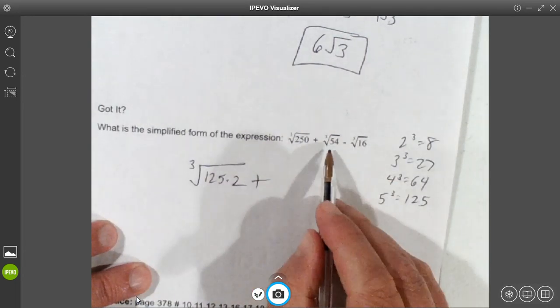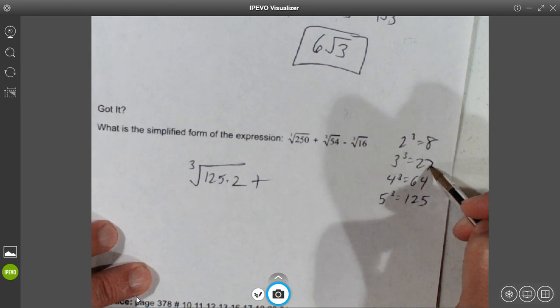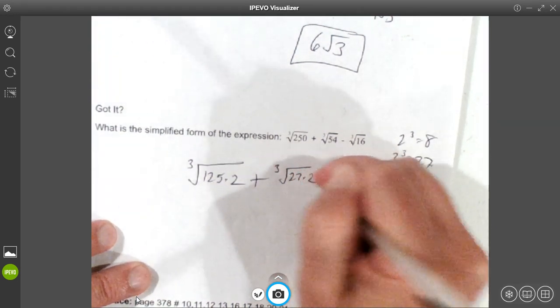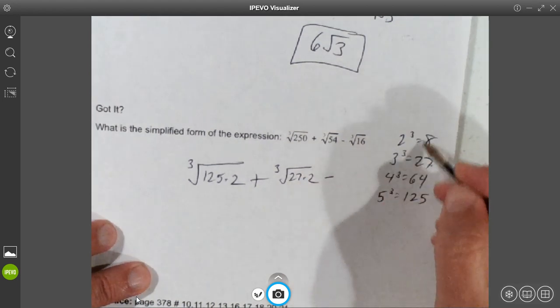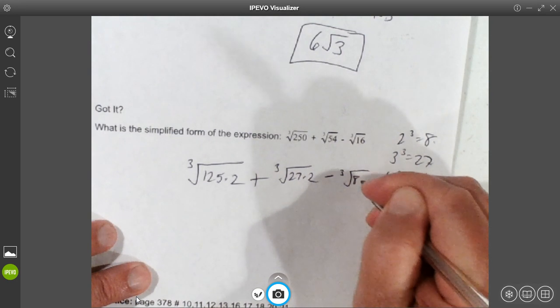Now, what about 54? All right. Let's see. Okay. 54 is 27 times 2. So I can write that as the cube root of 27 times 2. Minus, and now what about 16? Oh, yep, right there. All right. So that's the cube root of 8 times 2.